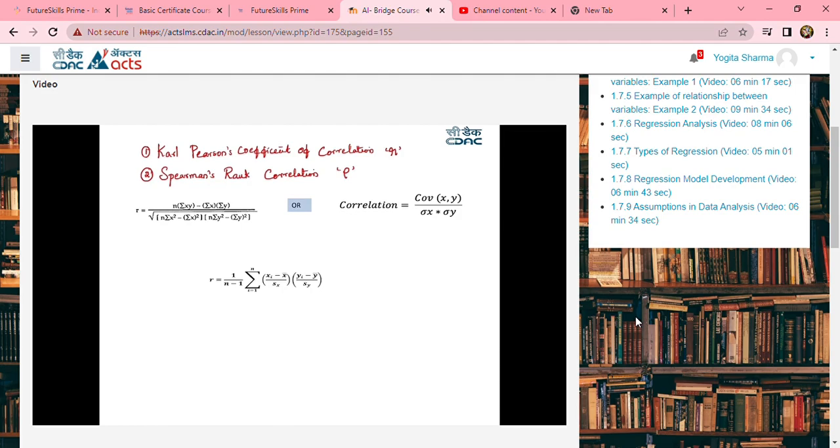Right? There is a condition to use these two correlations. In order to use Pearson's coefficient of correlation, the condition is that the two random variables you have chosen should be numeric in nature.